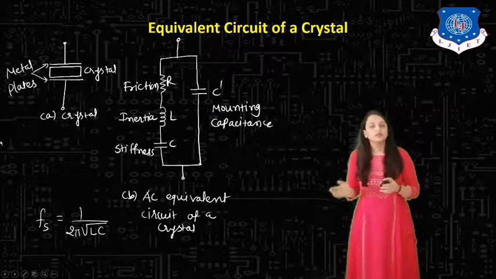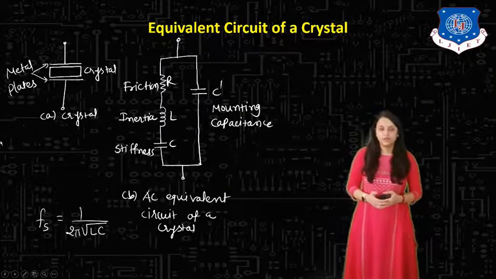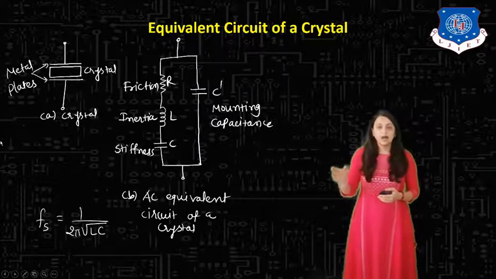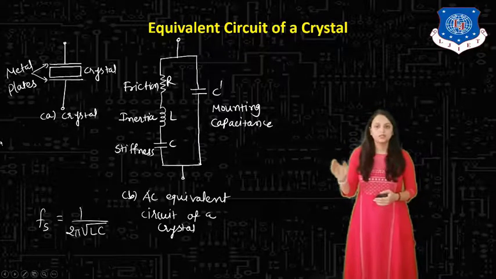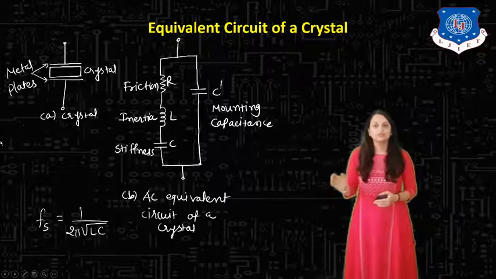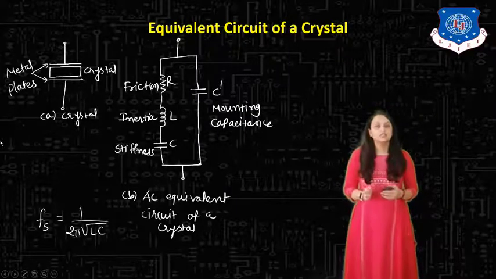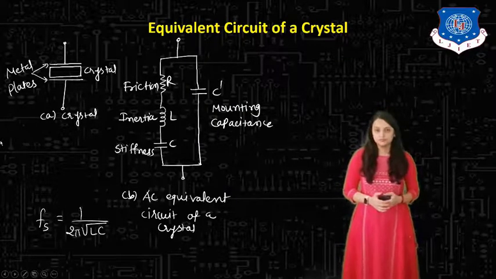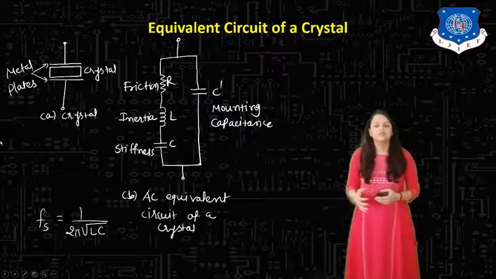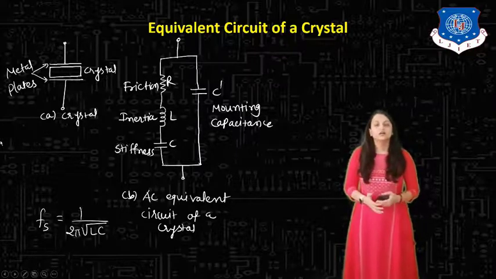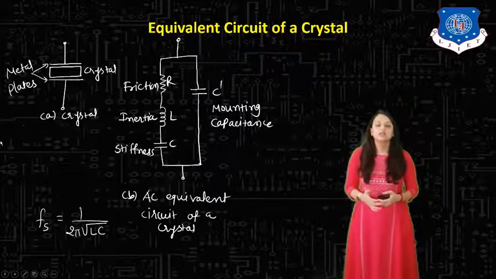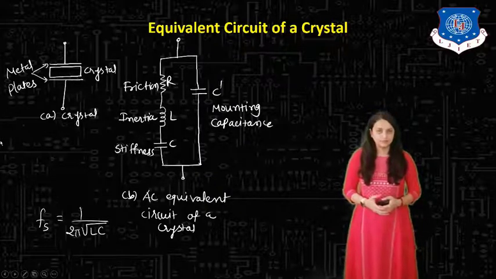But if we look at the mechanical properties, in this case, R indicates the friction, L indicates the inertia and C indicates the stiffness. These are the three mechanical properties. So this is the AC equivalent circuit of the crystal. Here the frequency is 1 by 2 pi under root of LC.